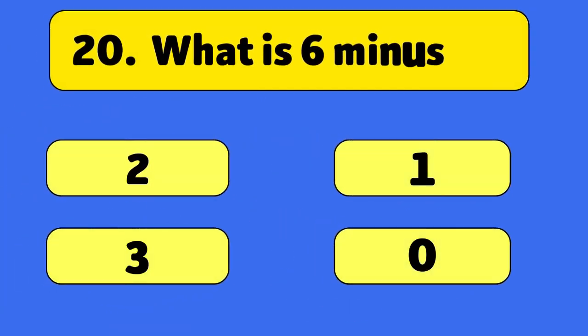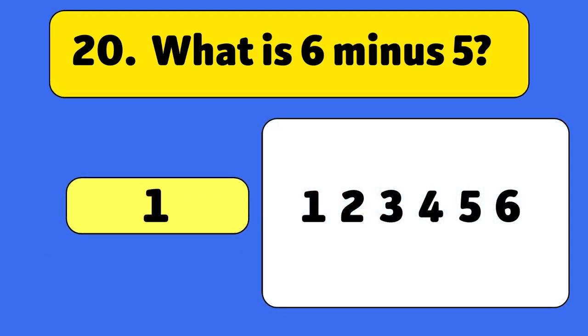What is 6 minus 5? One. Start with 6 and take away 5. And we're left with 1.